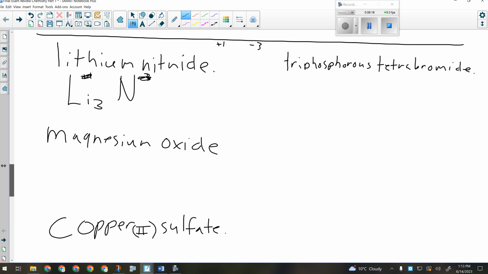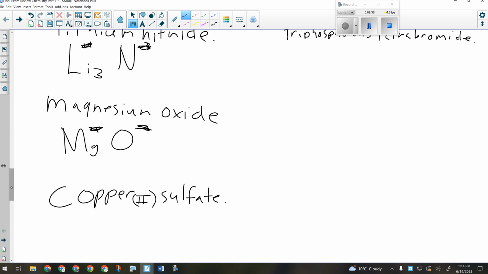All right, and then magnesium oxide, same deal. Mg is a +2, oxygen is a -2. When I drop and swap, do I put the 2's down or do I cancel them off? I reduce them down, cancel them off. This already adds up to 0. So MgO is our formula for that one.